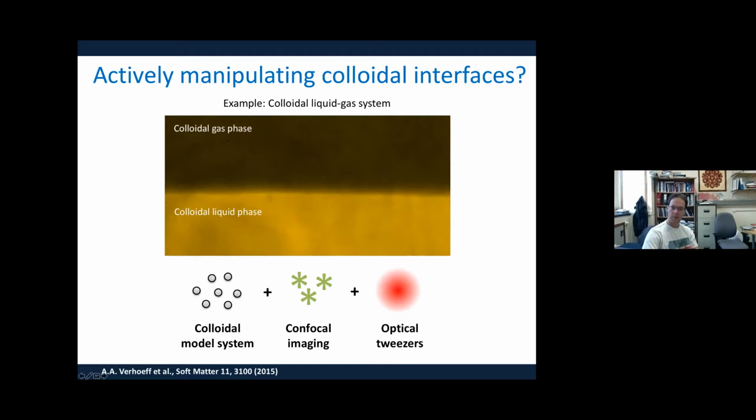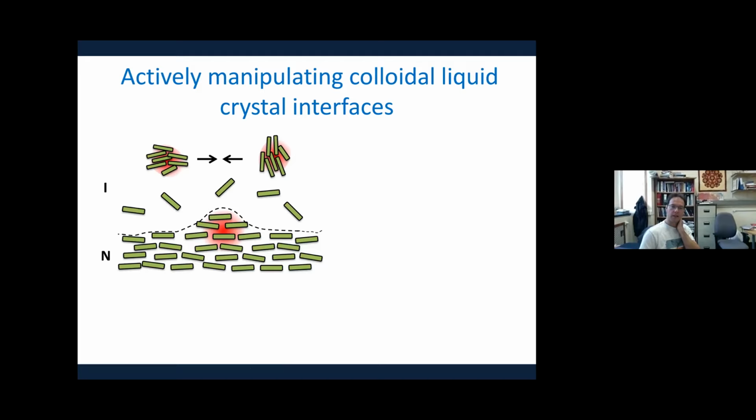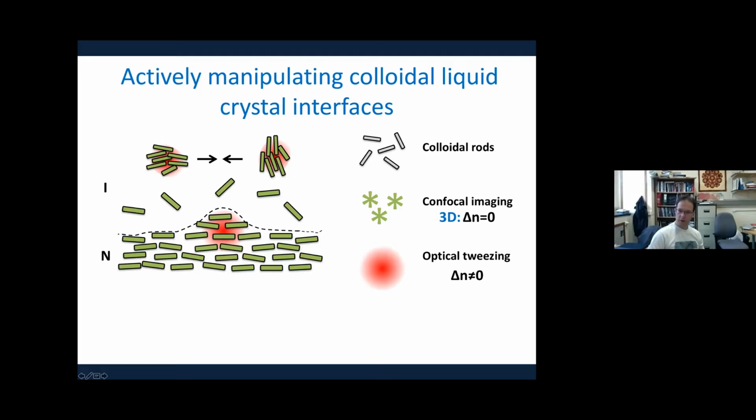And we wanted to do this with a rod-like system. So what you need to be able to do this is a colloidal model system, in our case rods, and you need to be able to do confocal imaging, and you need to be able to do optical tweezing. Now, if you put this all together and introduce rods instead of colloid polymer mixtures, this would be the idea, right? We have a nematic at the bottom and an isotropic at the top, and then we come in with our laser tweezers to actively deform this interface, or even make small nematic droplets inside the isotropic phase, which you then can bring together to induce coalescence while you monitor, for example, what is happening to the director fields. And as I said, what we need is colloidal rods, confocal imaging and optical tweezing.